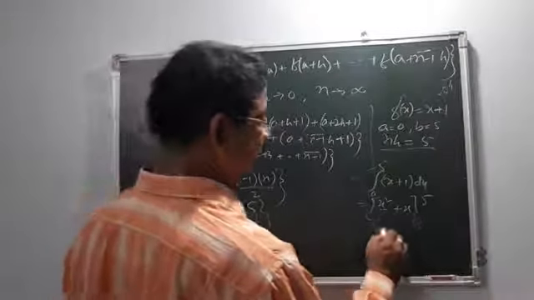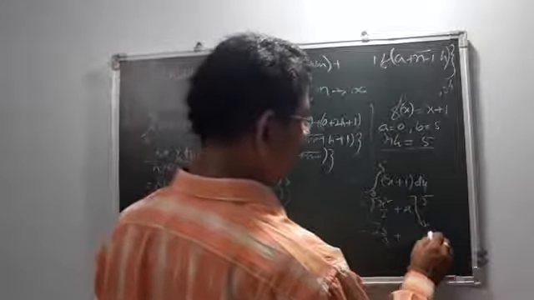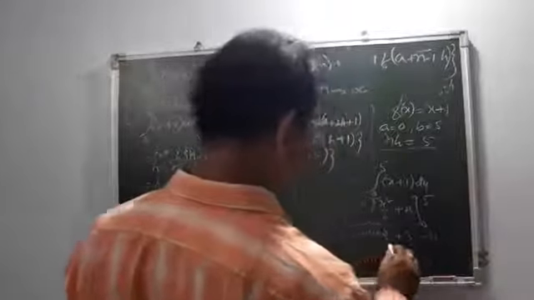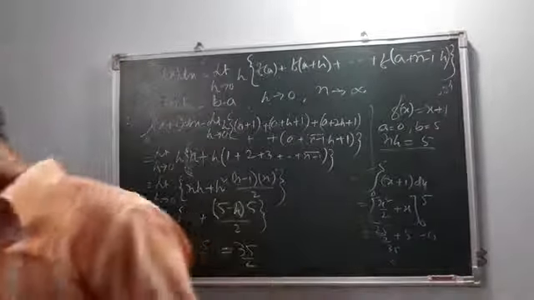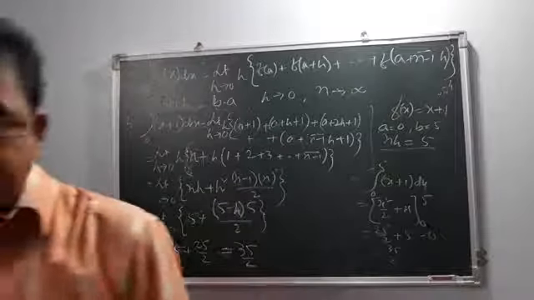So it is 25 by 2 plus 5 minus 0. So this will give what? 35 by 2. So actually your answer is correct. So yes, this is your question number 2.